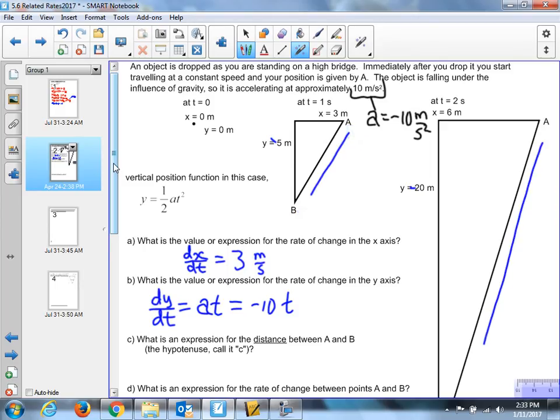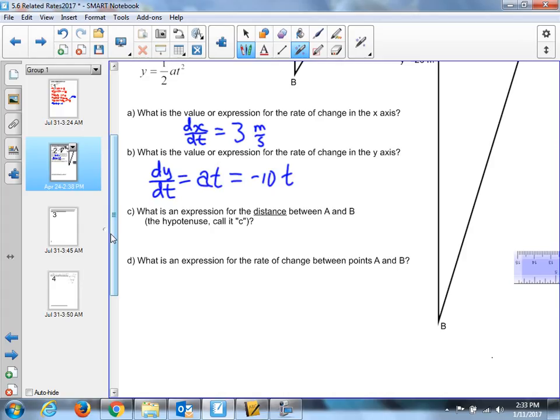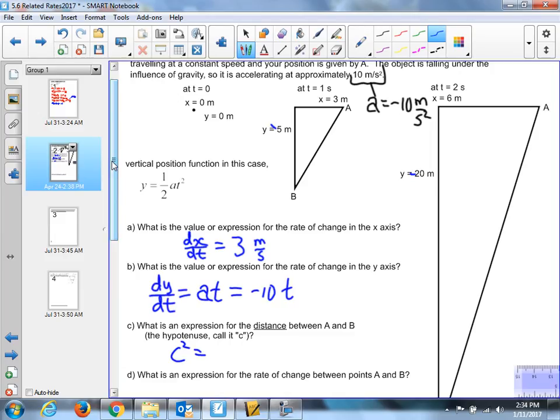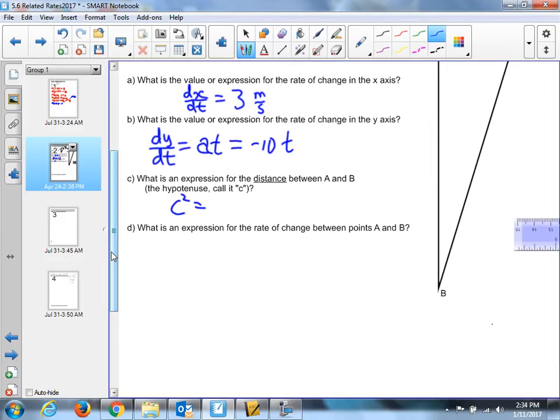Would you get the same answer here for C? No. So we can't just say 20 squared plus 6 squared equals C squared, right? It's changing all the time. We're going to call this C though, just because I asked you to. C squared, well, let's just use the variables then. The horizontal is x, y, x squared plus y squared. We can't just come up with one number. It's an expression.